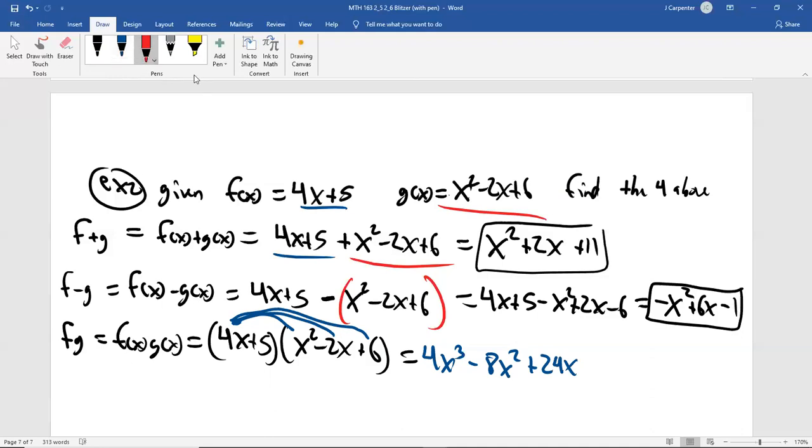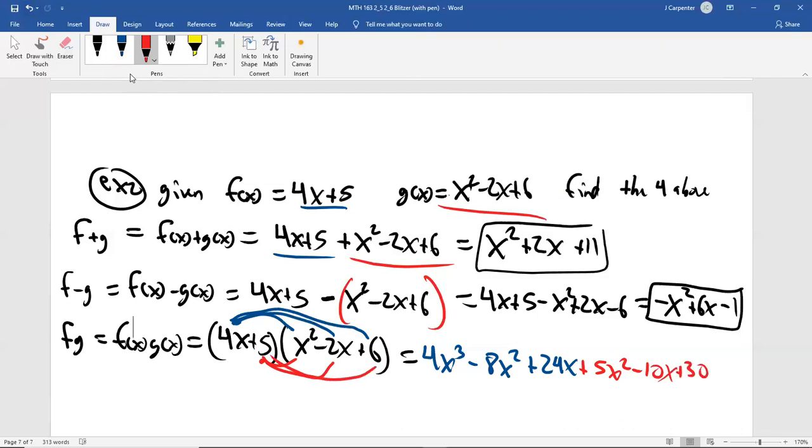Now in red, I'll show us distributing the 5. Now you can do it above like that, but it's getting just a little overlappy, so I'm just going to show it below. So the 5 times the x squared would be a plus 5x squared. The 5 times the negative 2x is a negative 10x. And then the 5 times the 6 is a plus 30.